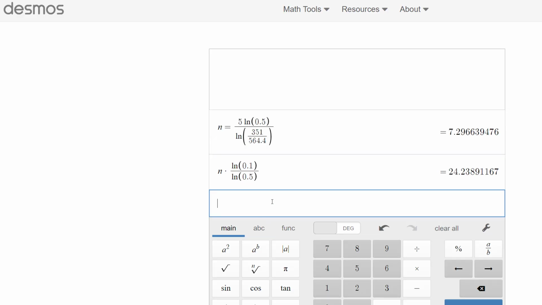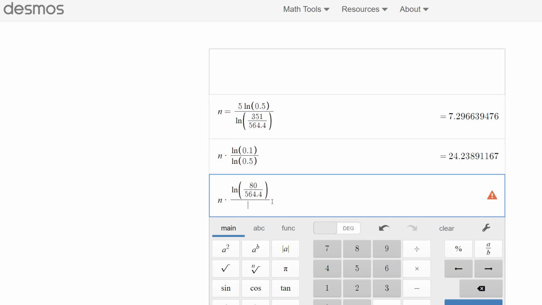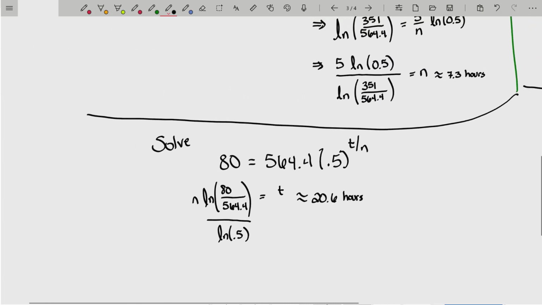So here we are in Desmos. Our new situation was n times the natural log of 80 divided by 564.4, and then hop outside of that, divide that by the natural log of 0.5. And we get roughly 20.6 hours. So let's see. They had this coffee at 8 a.m. And 20.6 hours later, they'll actually have enough caffeine in their system. It'll have lowered enough so that they can finally go to sleep.